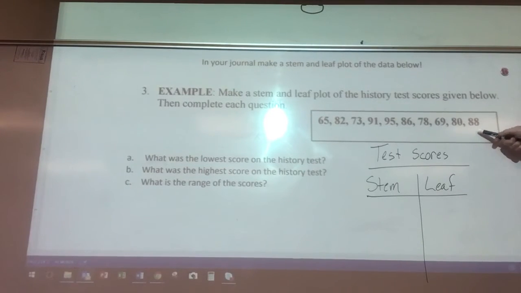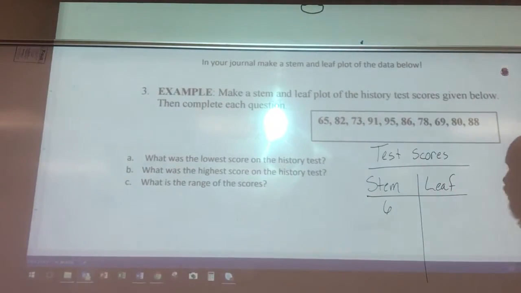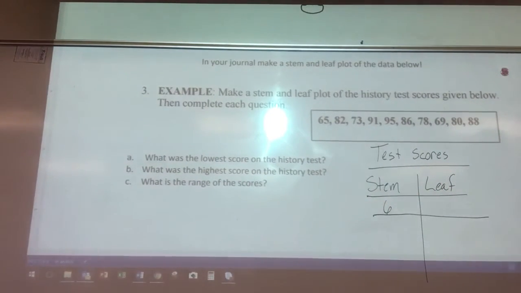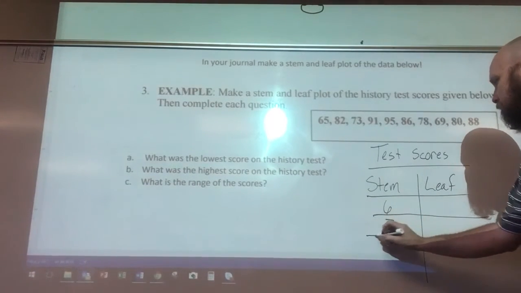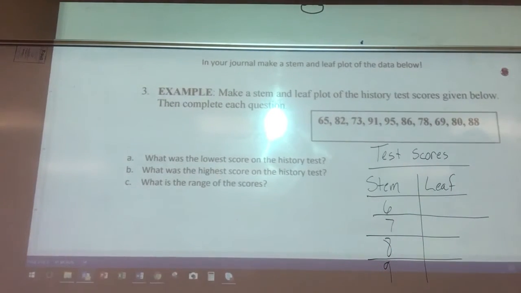So what is our smallest tens place? The smallest tens place is what, Lainey? 6. What is our largest tens place, Lainey? 9. So we need to go 6, 7, 8, and 9.